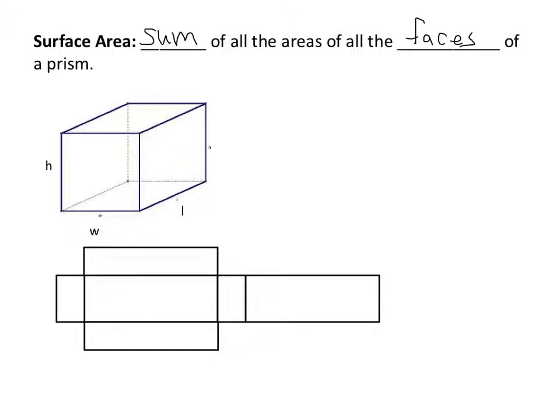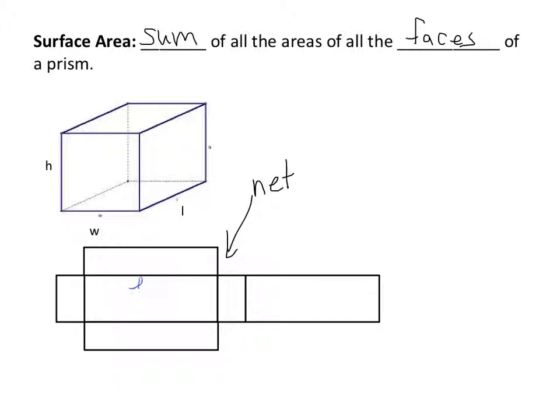So surface area is the sum of all the areas of all the faces of a prism. For example, if we had this rectangular prism here, and we cut it all apart, it might look something like this. This is called a net. A net is when you take a prism, cut it all apart, and you can see the different sides. It's kind of like if you took a cereal box and pulled it all apart, you see the different flaps and folds. Basically, the reason we do that is it helps us look at the surface area.